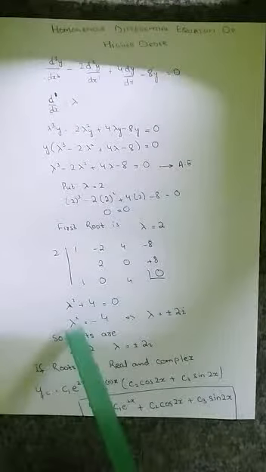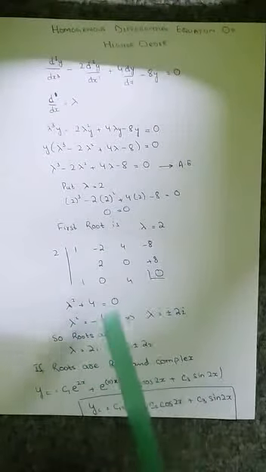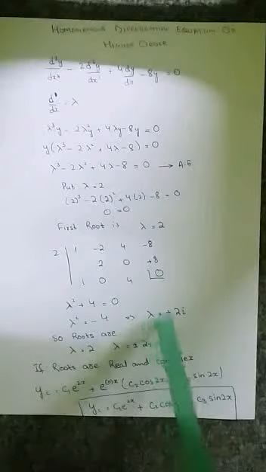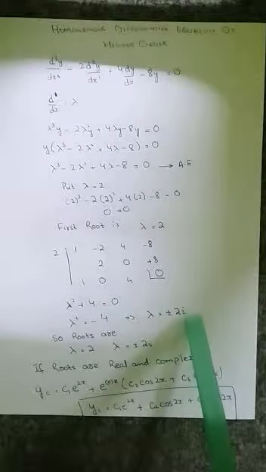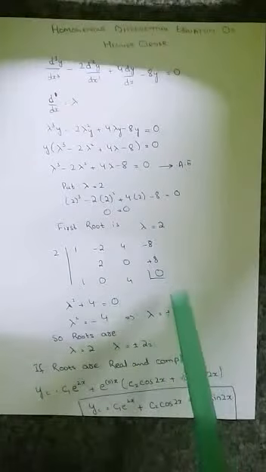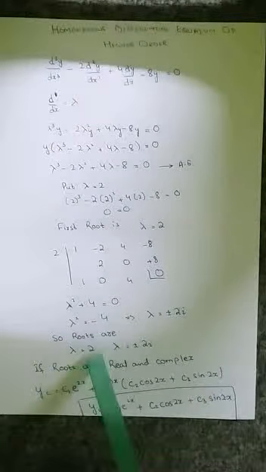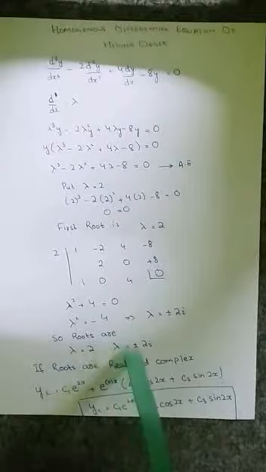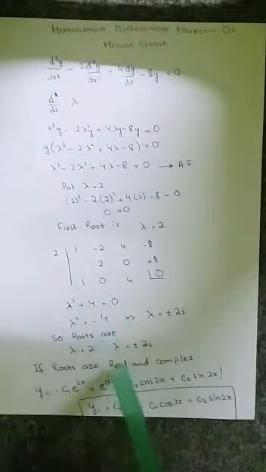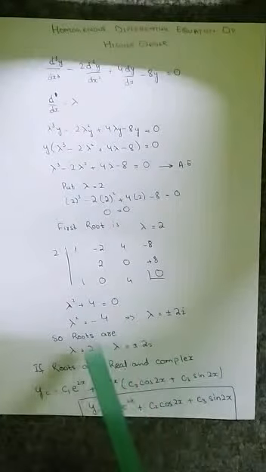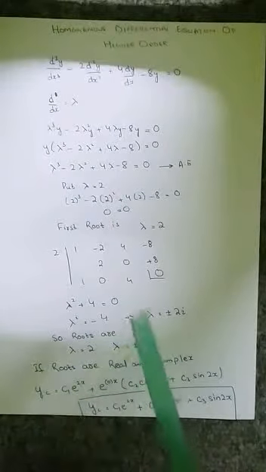I get lambda square equal to minus 4. After taking the square root, I get lambda equal to plus minus 2i. It is a complex root. So my final roots are lambda equal to 2 and lambda equal to plus minus 2i. If the roots are real and complex, here you can see one root is real and another root is complex.